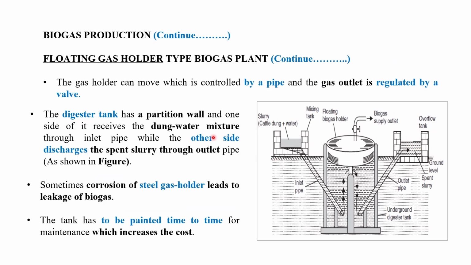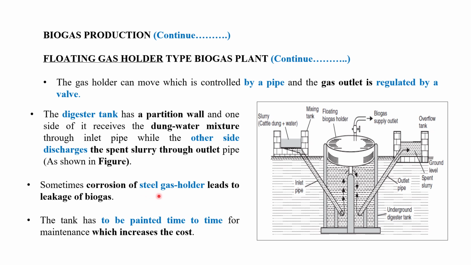Now we can see the gas holder can move, guided by a pipe, and the gas outlet is regulated by a valve. The digester tank has a partition wall. One side receives the dung-water mixture, as I told you in the previous slides, through the inlet pipe, and the other side discharges the spent slurry through the outlet pipe into this overhead tank.